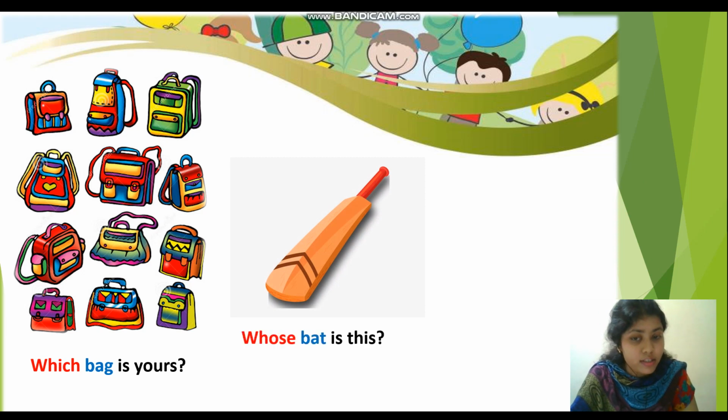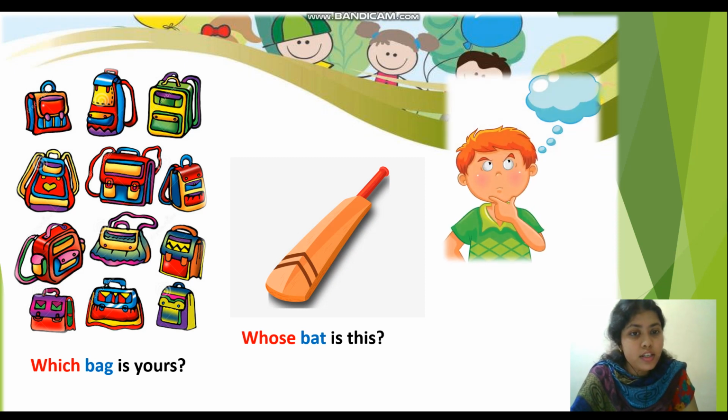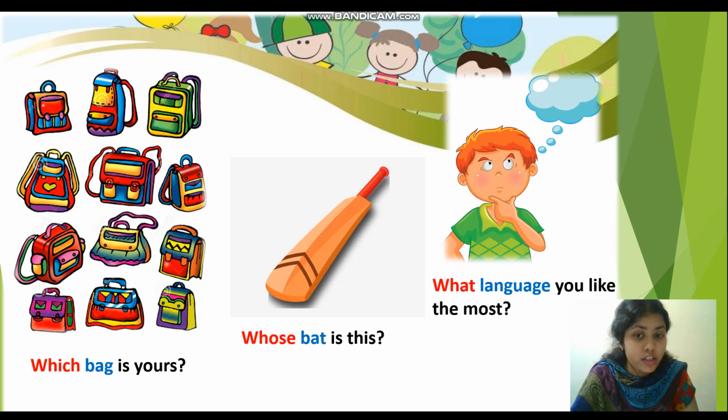Whose bat is this? Here, the word whose is coming before bat, and bat is a noun. Therefore, the word whose is an interrogative adjective. The next one, what language do you like the most? Here again, the word language is a noun and the word what is coming before language, which is a noun. Therefore, the word what is an adjective. So, all these words in red, which, whose and what, are interrogative adjectives.